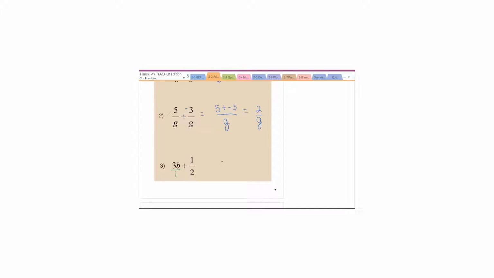For number 3, I have a whole number 3b plus 1/2, and I know you all want to write 3b and a half, but you can't have mixed numbers with variables in them, so we have to get a common denominator. So 3b is considered a whole number, so it has an understood 1 as its denominator. Now for looking at 1 and 2, our common denominator is going to be 2. That's our least common denominator.